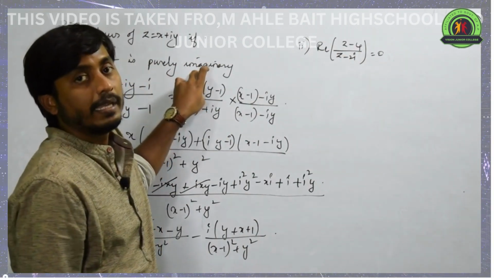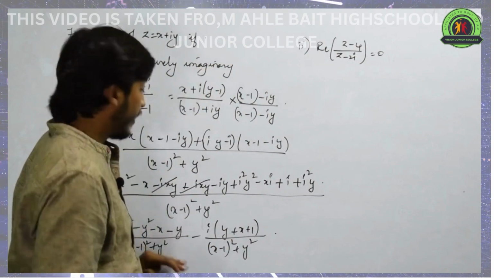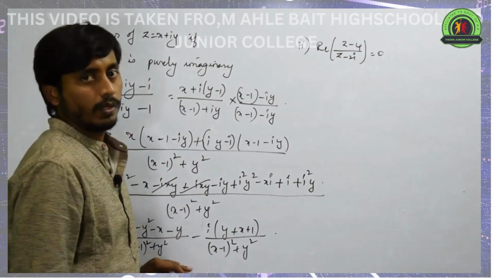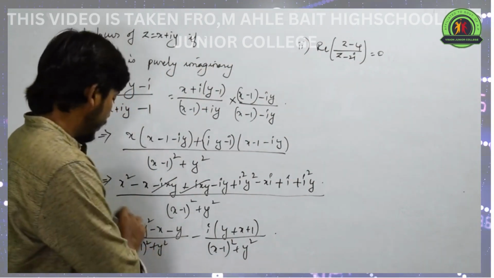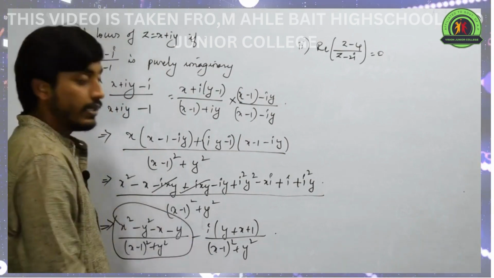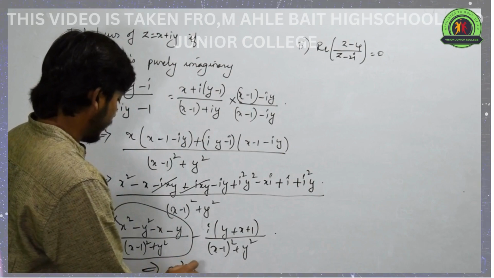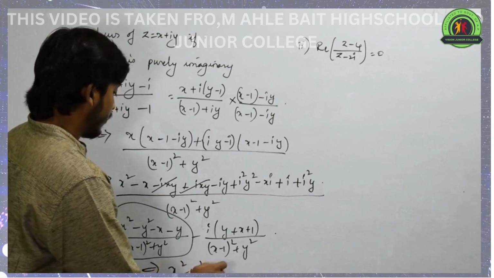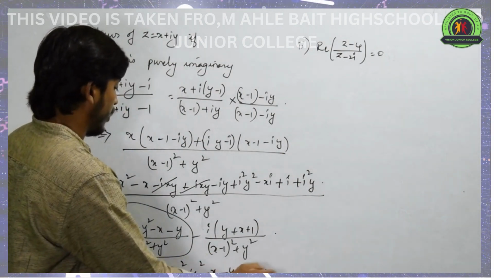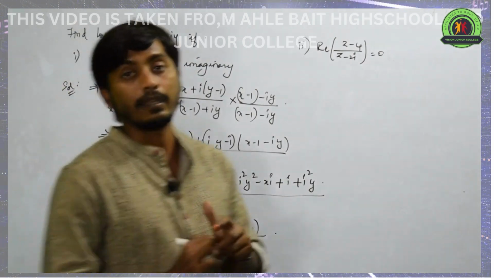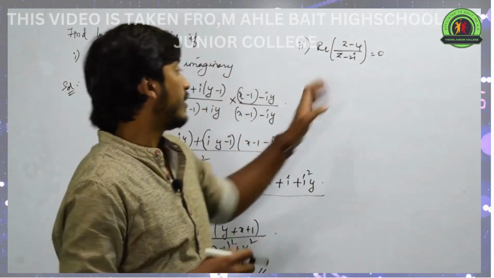What does this mean? It clearly tells that the real part is equal to 0. Okay? That means this part should be equal to 0. If we equate it to 0, I will get the locus as x square minus y square minus x minus 1 equal to 0. Is it clear? Fine. Look into this next question.